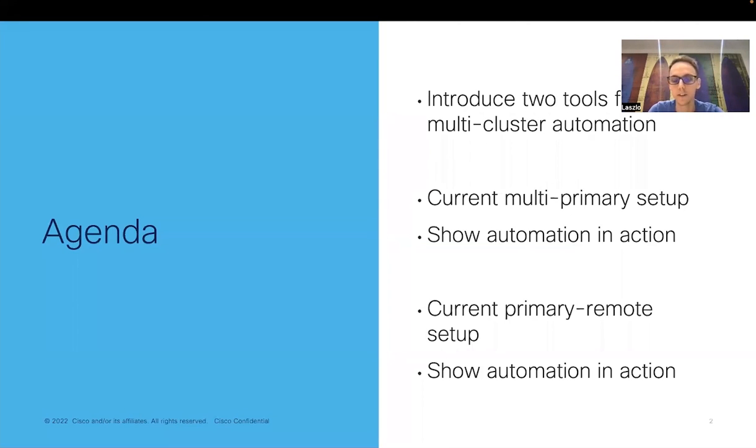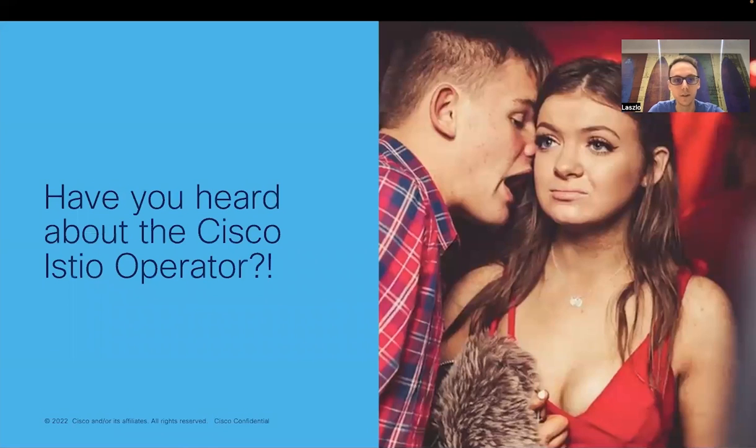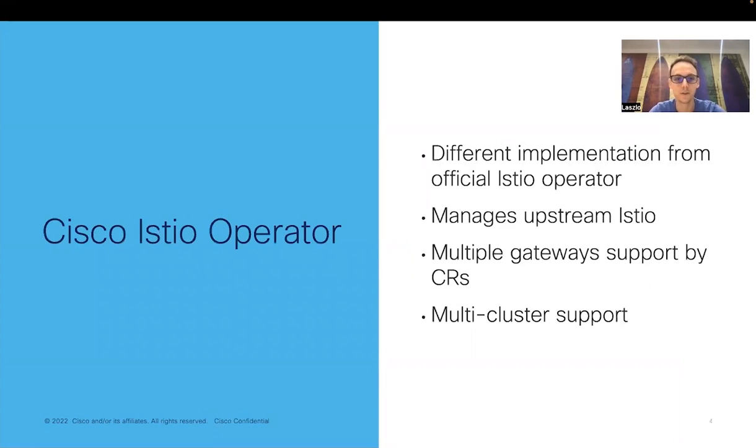So let's see the first open source tool. It's called Cisco Istio Operator. And if you will be just a little bit more enthusiastic about this tool than this girl right here, then I will be very happy. So the Cisco Istio Operator, first I have to say that this is not the official or community Istio operator that you might be familiar with. This is a completely different implementation, not a fork or anything like that. They are very much different.